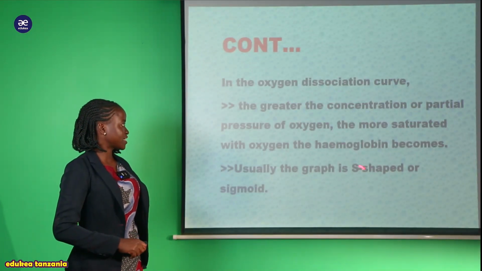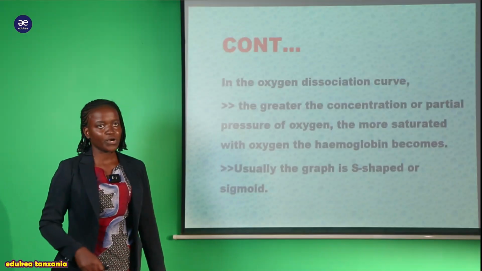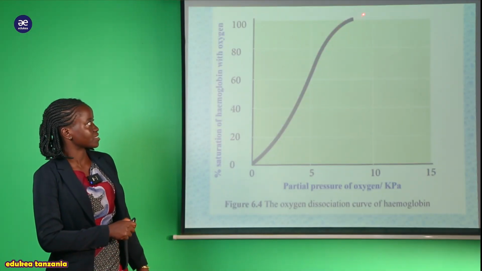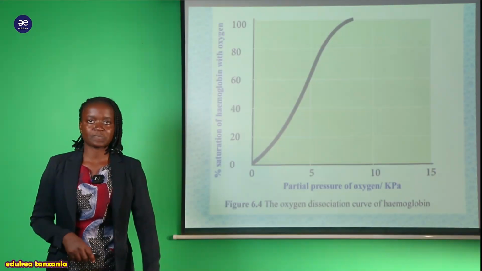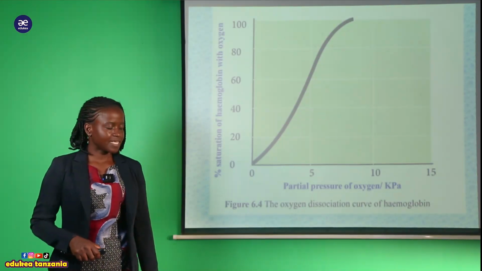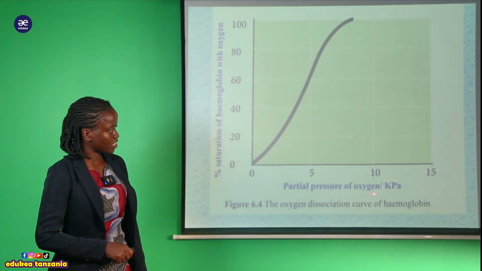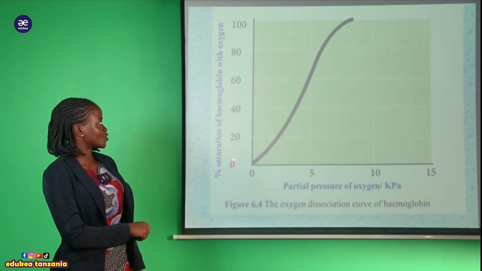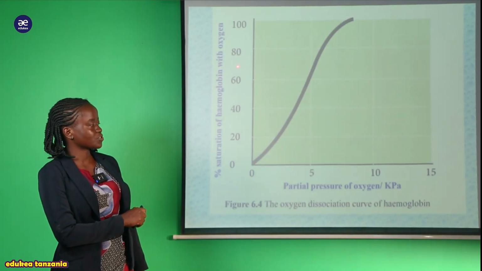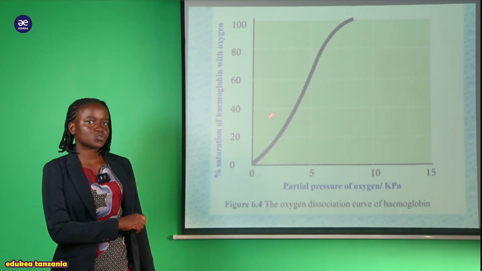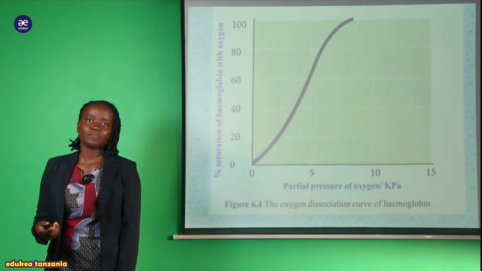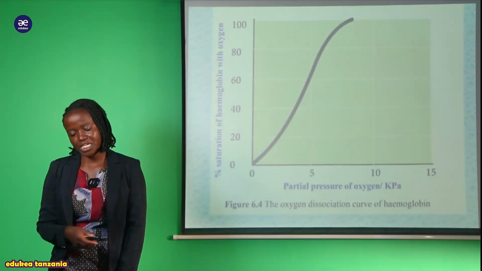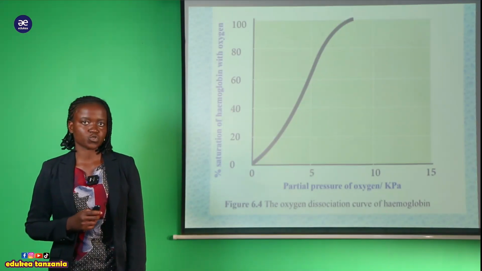But usually the graph is S-shaped or sigmoid. As you can see in this graph, it is a sigmoid, or we can say it is S-shaped. As the partial pressure of the oxygen increases, the saturation of the hemoglobin with the oxygen also tends to increase, and hence oxyhemoglobin is formed and oxygen is transported to the tissues.